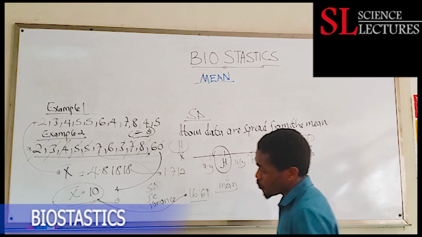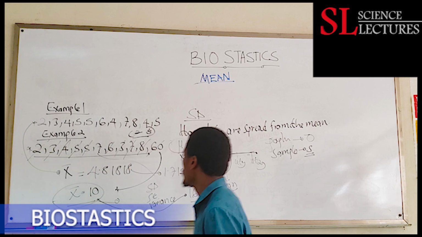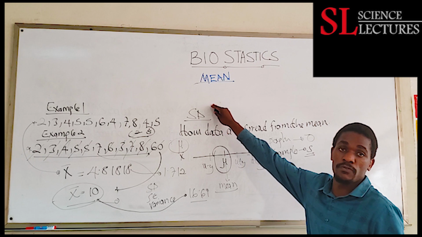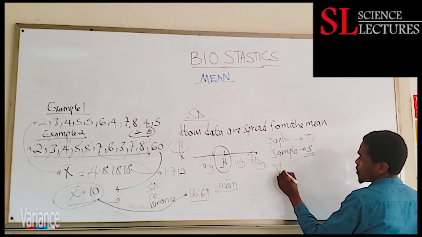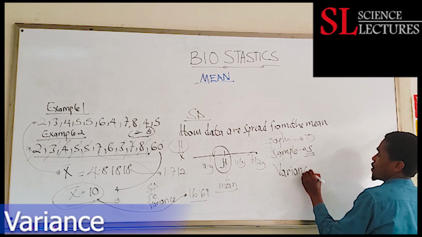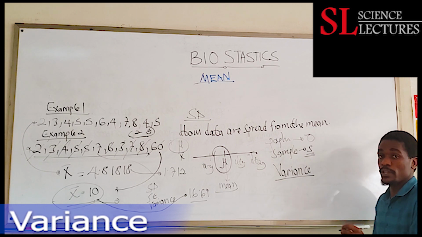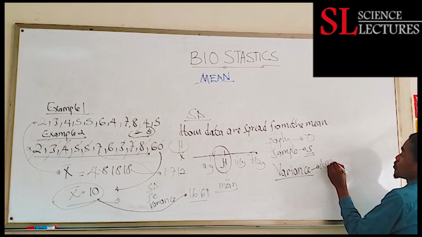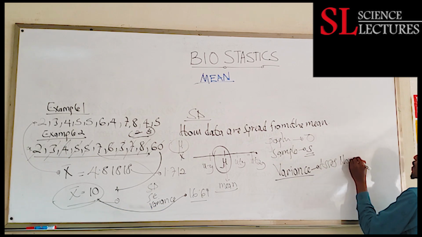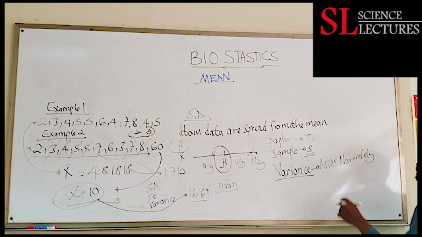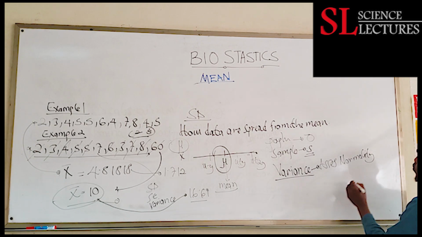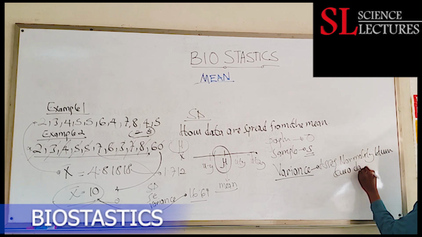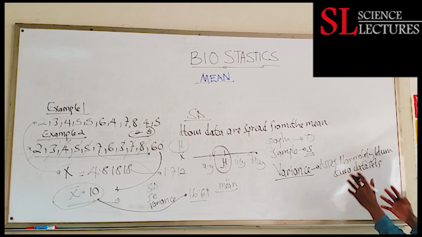So there is another concept we also need to look at and to cover, something called variance. And it has a very close relationship with the standard deviation. So variance, by definition, is used to assess normality. It assesses normality between two data sets.